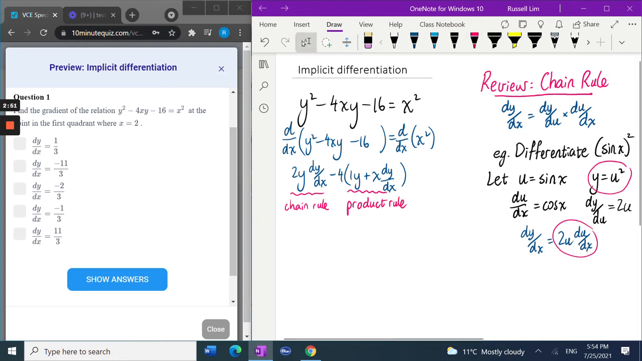Next thing we need to differentiate is 16. Well, that's easy because the derivative of a constant is just going to be 0. And the other side is straightforward as well because the derivative of x squared is just 2x. So essentially this is what we have for our derivative. We can see dy/dx appears twice in there, but that's not a problem. We can just expand this and rearrange to get dy/dx by itself.